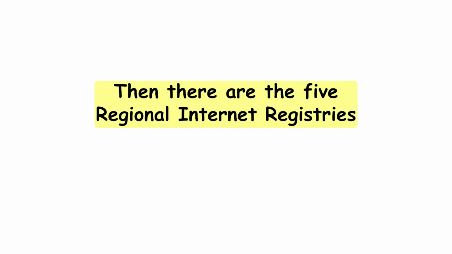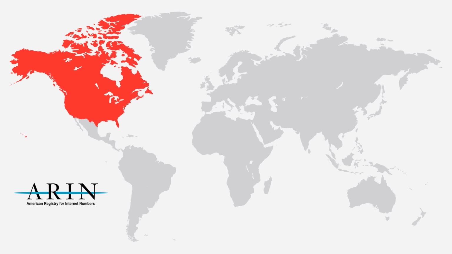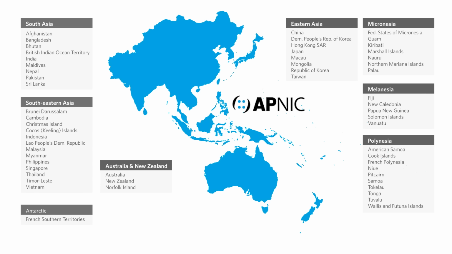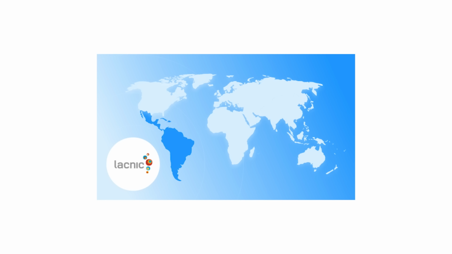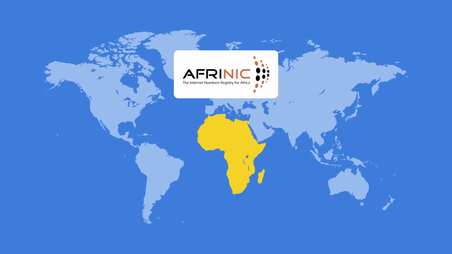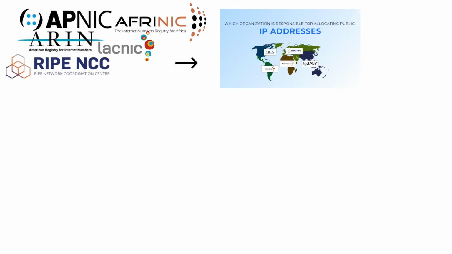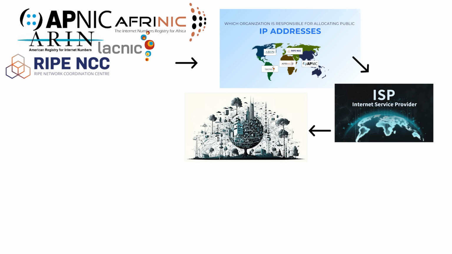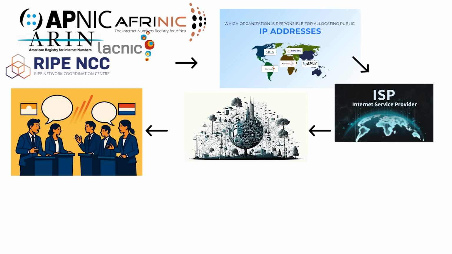Then there are the 5 regional internet registries, or RIRs: ARIN for North America, RIPE NCC for Europe and the Middle East, APNIC for Asia Pacific, LACNIC for Latin America, and AFRINIC for Africa. These organizations allocate IP address blocks to ISPs and large organizations in their regions. They follow policies developed through bottom-up community processes, where network operators, businesses, and technical experts propose and debate rules.